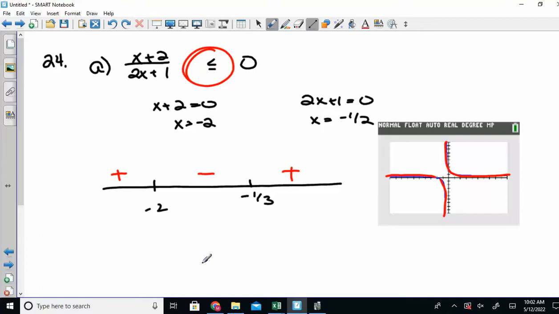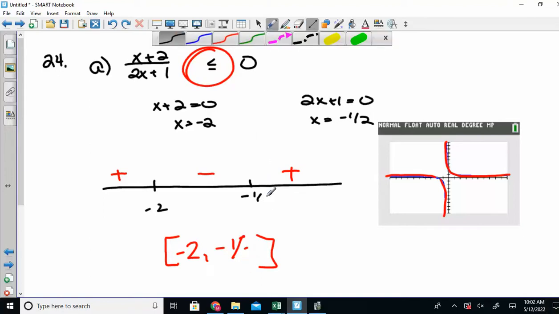Less than 0 would be negatives, right? So that's from -2 to -1/3. Now equal to, half. Oh, thank you. I don't know why I did that. Equal to would mean brackets.